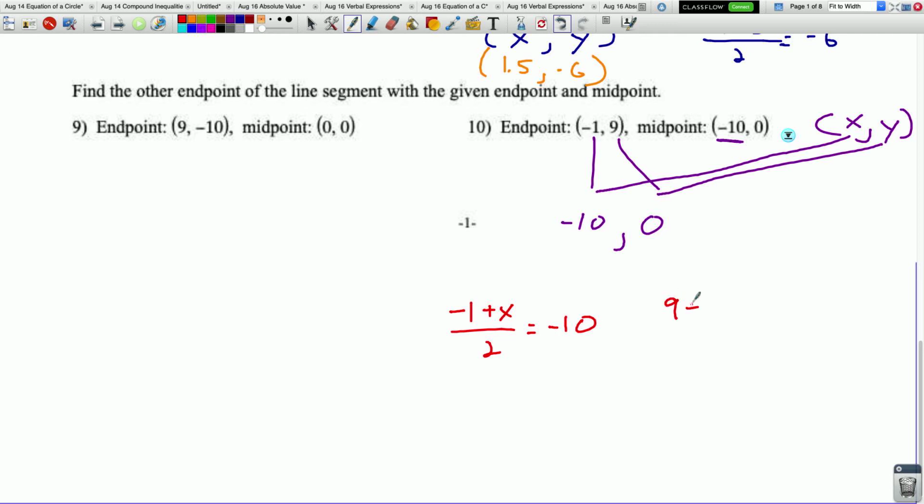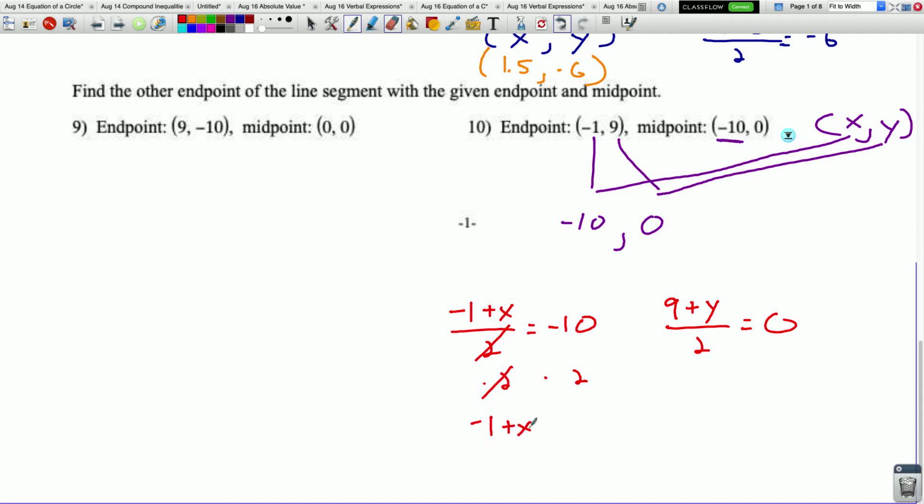And 9 plus 0 over 2, or 9 plus, I did that wrong, 9 plus y over 2 equals 0. Alright, to solve this, the first thing I would do is multiply both sides by 2, because the whole side here is being divided by 2, so multiplying by 2 will cancel that out.